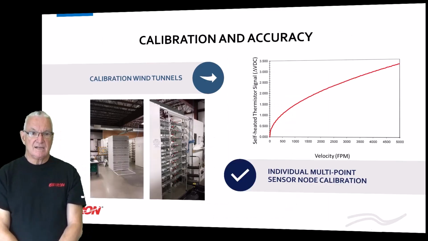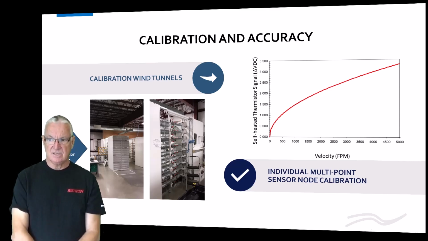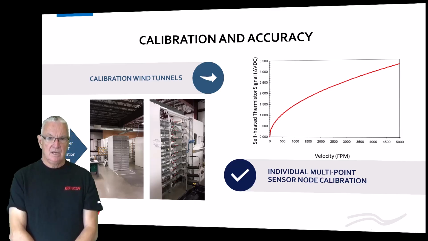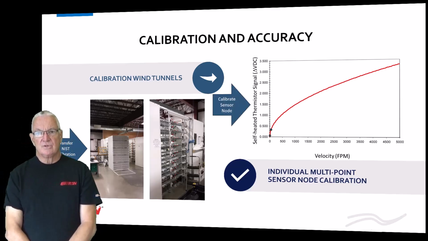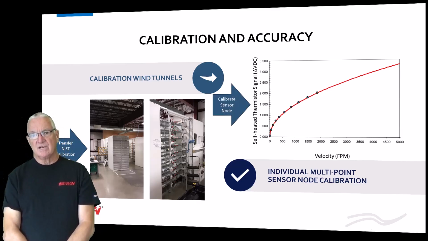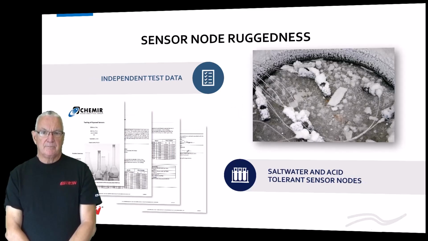We basically then transfer that calibration to our production tunnels, and we individually calibrate each sensor node. So if you have an EBTRON that has 16 sensor nodes in it, each one of those sensor nodes has gone through a calibration. For instance, our Gold Series, which is what I'm showing here, will go through a 16-point calibration from 0 to 5,000 feet per minute for the ducted units. And that gives us the ability to be a percent of reading device.